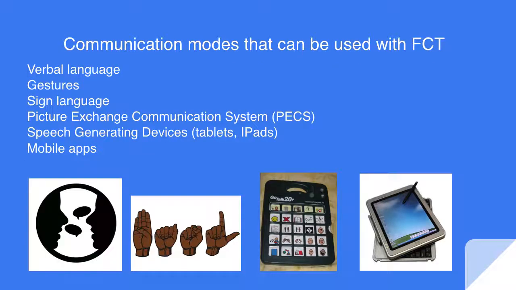Communication modes that can be used with FCT are verbal language, gestures, sign language, PECs, speech-generated devices, and mobile apps. Some manufacturers that make dedicated speech-generated devices are Dynavox and Prentke Romich, which creates the Accent dedicated devices. Some of the common apps that are used are Proloquo2Go, TouchChat, and Sounding Board.